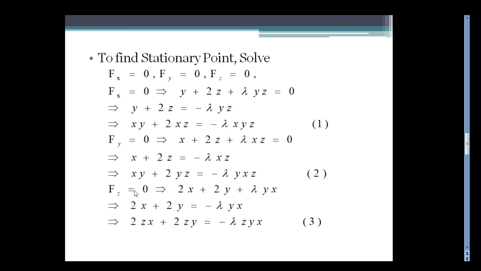Fz equal to 0. Now 2x plus 2y plus lambda into yx is equal to 0. Let us take lambda into yx to the opposite side. We get 2x plus 2y equal to minus lambda into yx. So multiply throughout by z. So we get 2zx plus 2zy is equal to minus lambda zyx. Let us take this equation as 3.